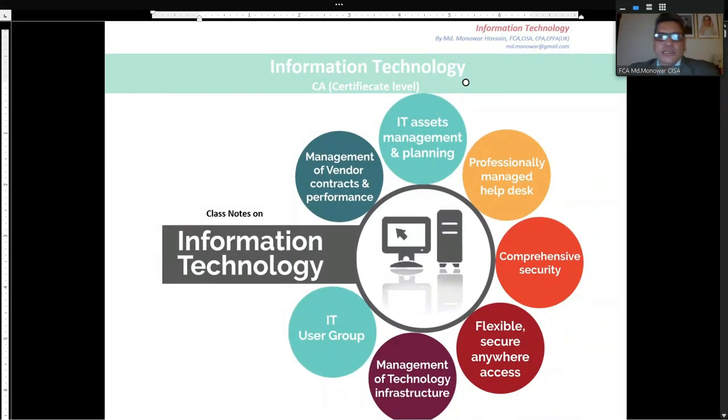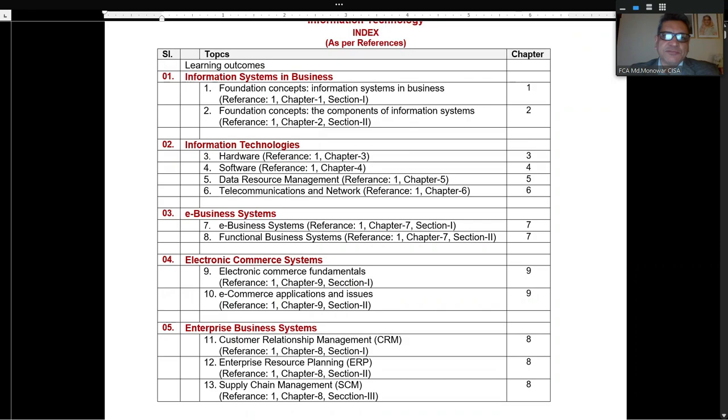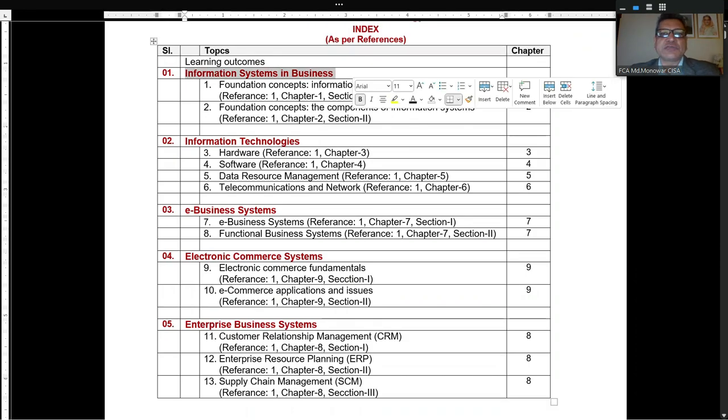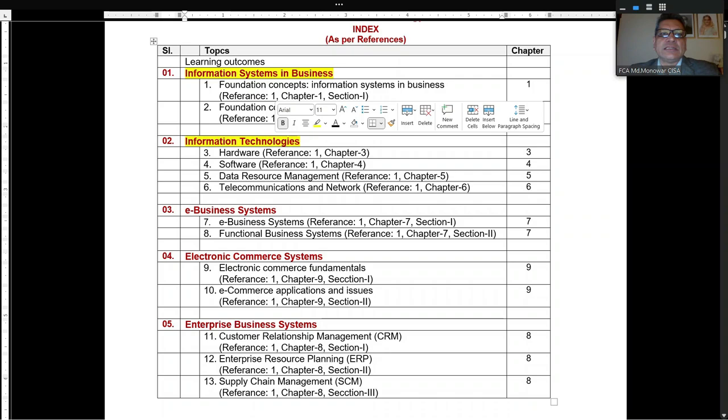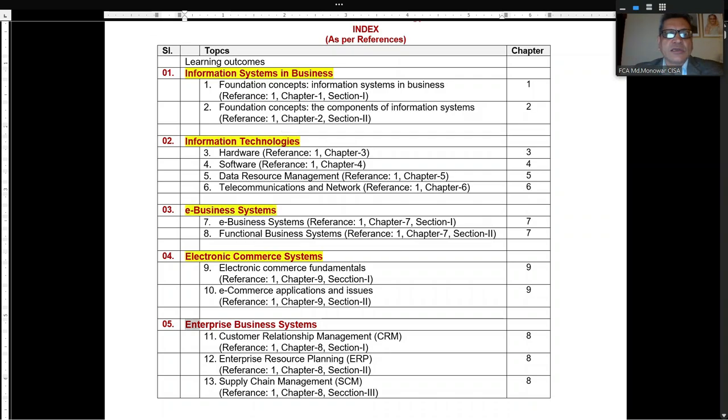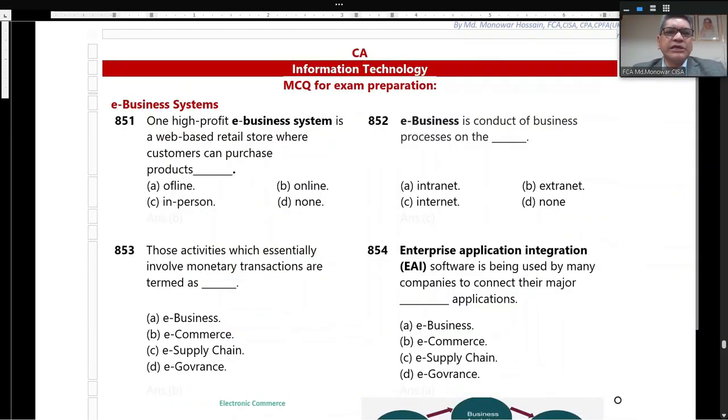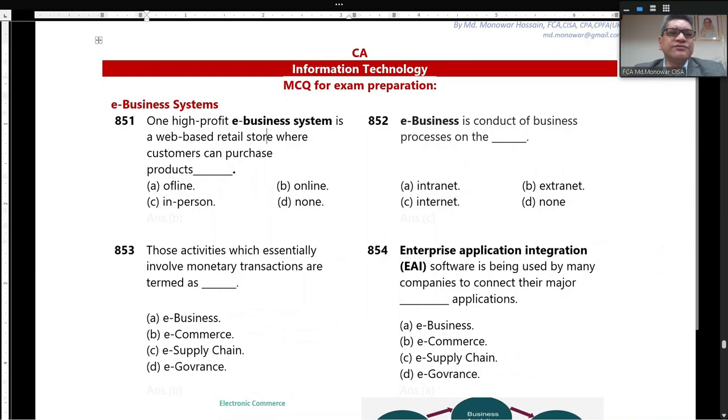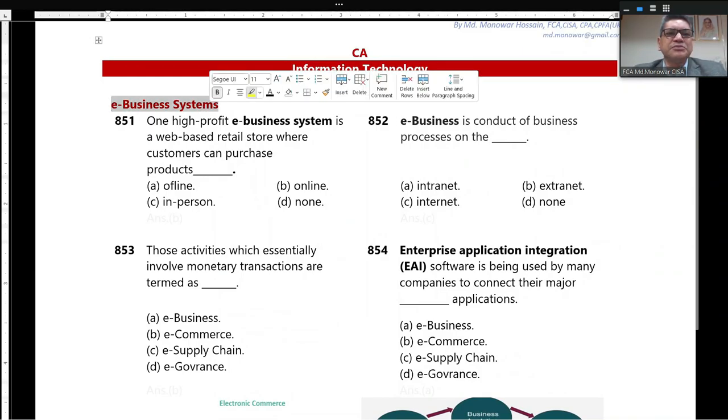Assalamu alaikum, we are in information technology and we have five chapters here: information system in business, information technology, then e-business, electronic commerce system, enterprise business system. So we are in information technology from the chapter e-business system here.